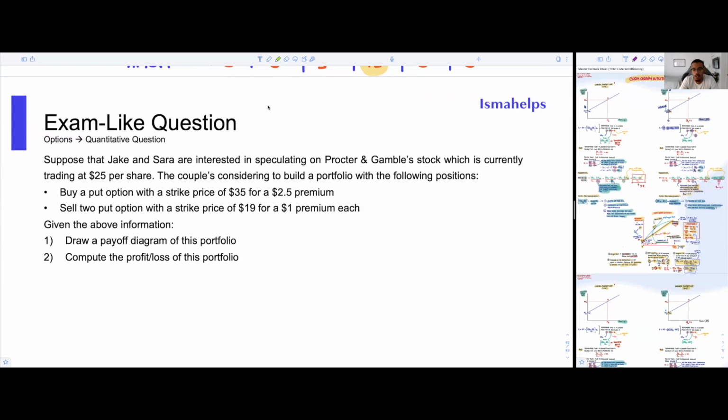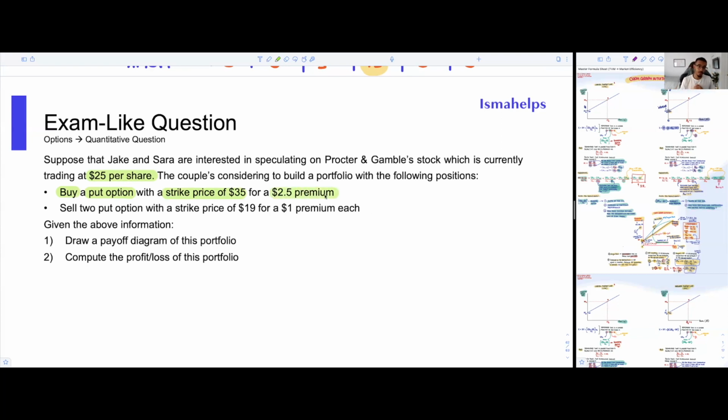Suppose that Jake and Sarah are interested in speculating on P&G's stock, which is currently trading at $25 per share. Okay. And they're considering two different positions. The first one will be a position in which they're going to buy a put option. That put option is going to have a strike price of $35 and a premium of $2.5.